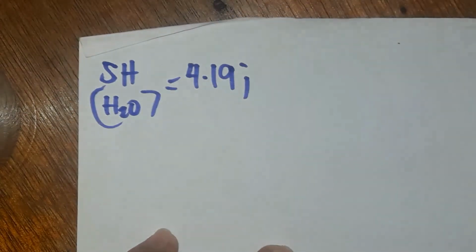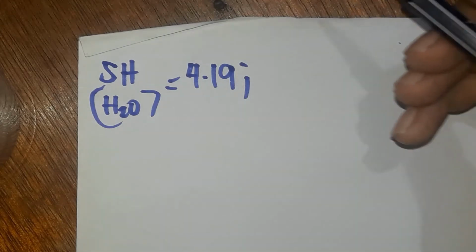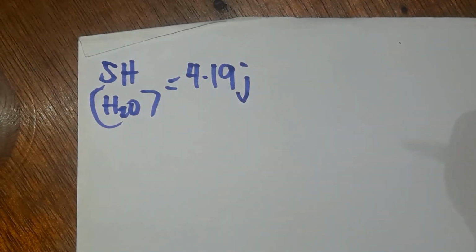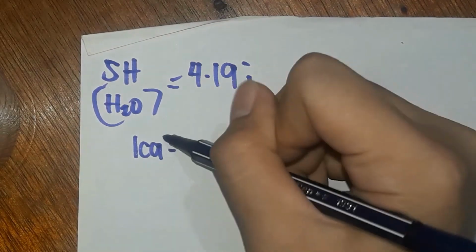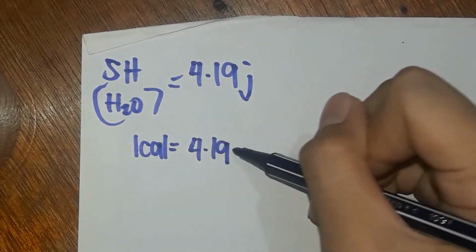So this is another specific heat problem, and this one is asking for the amount of heat in calories that is given off by the 200 grams of water from the temperature of 100 degrees Celsius to 20 degrees Celsius. Now, before we answer the problem, let us remember that the specific heat of water is 4.19 joules. And the question is asking for calories, which means we need to convert the 4.19 joules. And 1 calorie is equal to 4.19 joules.